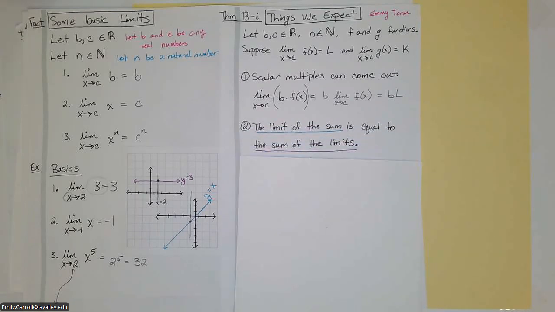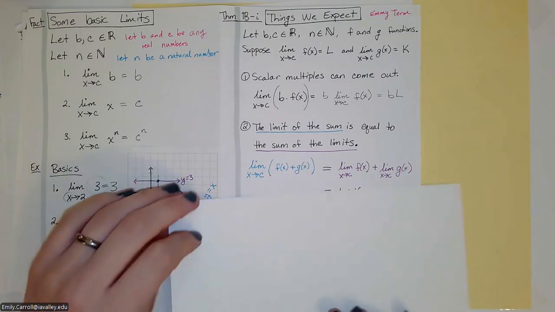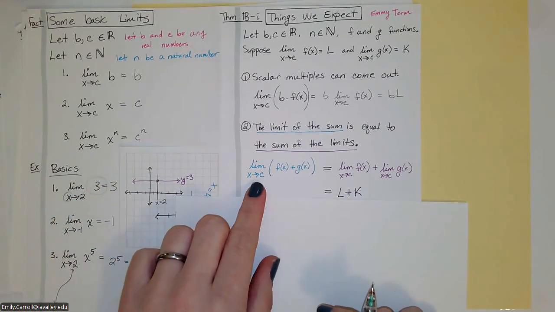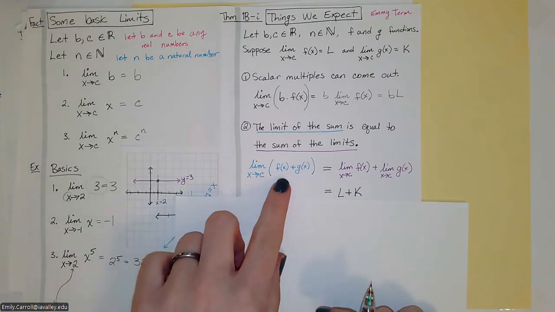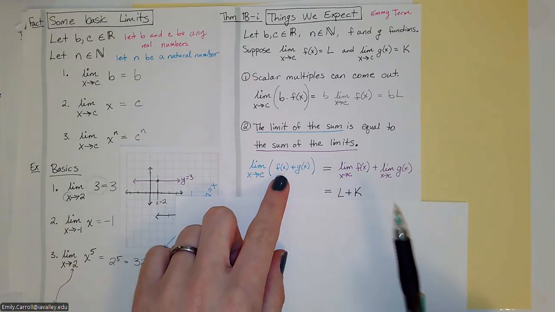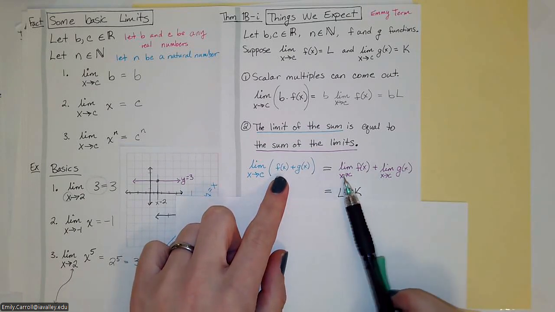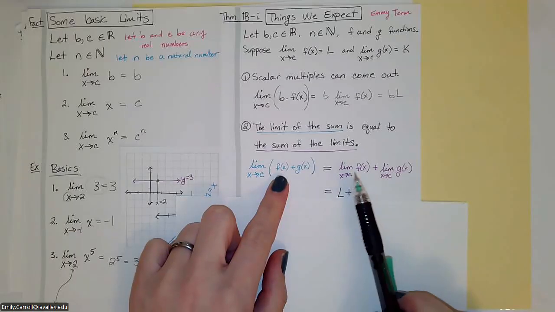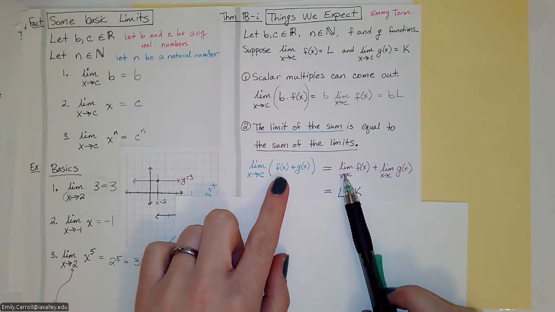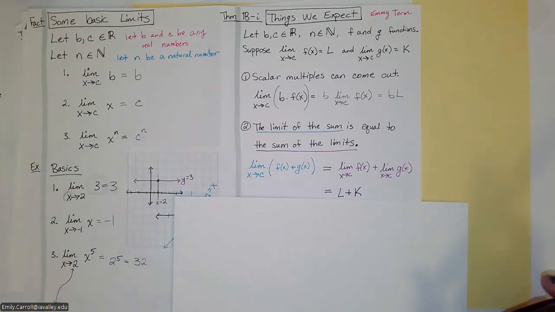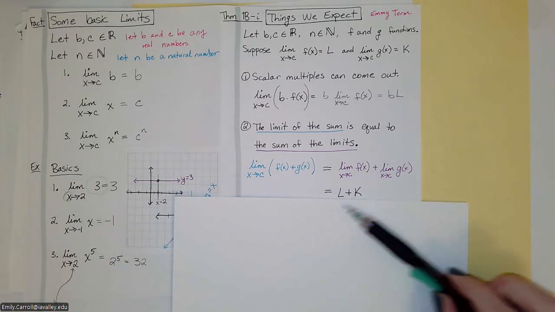Here's another one. The limit of the sums is equal to the sum of the limits. So there in blue, there's the limit of the sums. The limit of a sum of two things is equal to a limit plus a limit. This is the sum of the limits because it is two limits being added. Okay, so that ends up being L plus K.